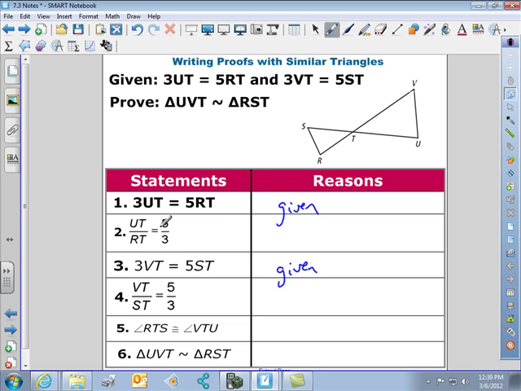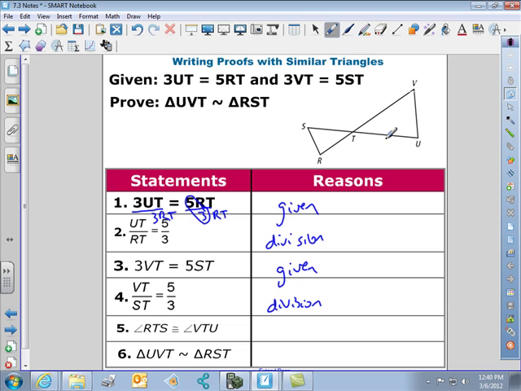Now, if I take this equation and divide both sides by 3, that gives me 5/3 here. At the same time, if I divide through by RT, that gives me UT over RT. So to get from this statement to this one, division was used. Divide both sides. Likewise, division is used here. And notice that as a result of that division, we have each of those ratios being equal to 5/3. Okay, so these are proportional, we could say.